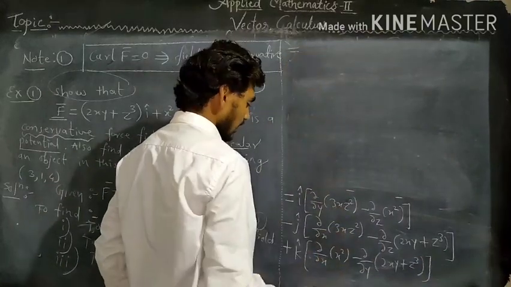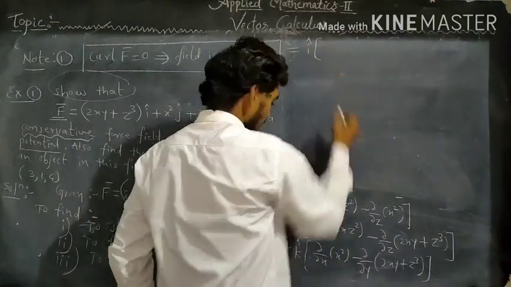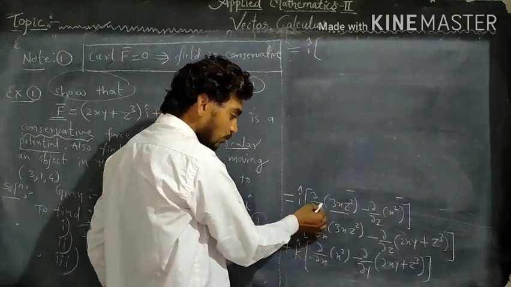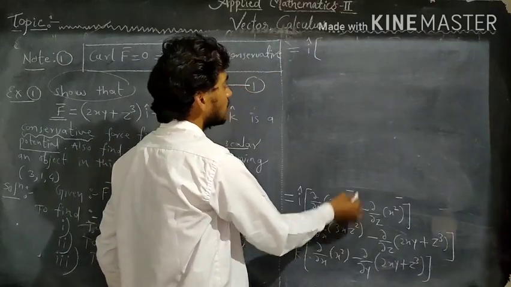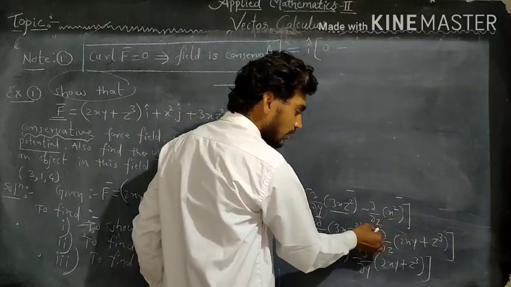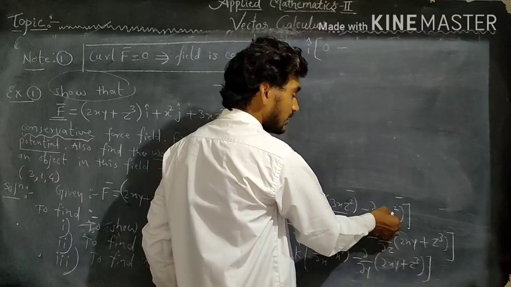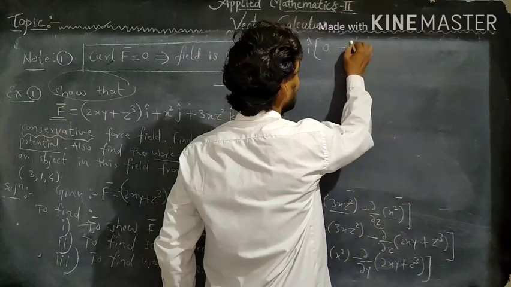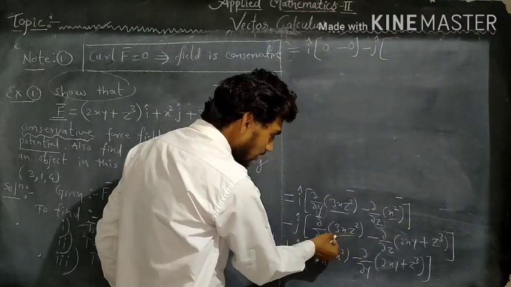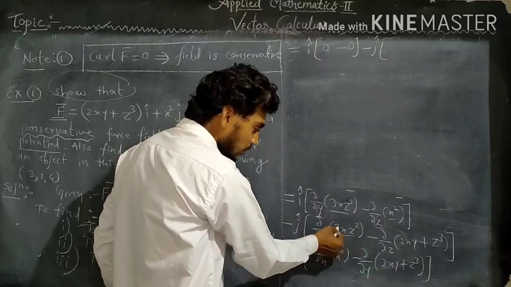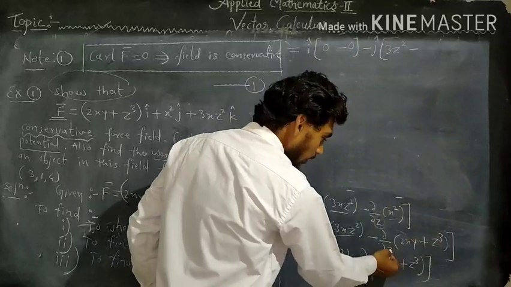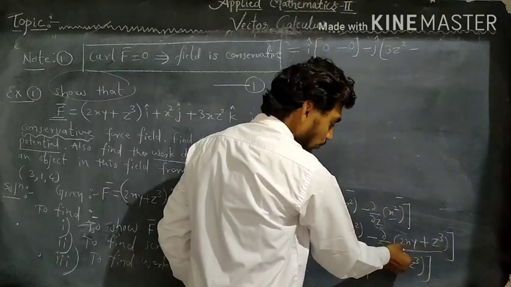After simplification, it is equal to i times the derivative of 3x z square with respect to y. We know that with respect to y, x and z are constant, so it is 0, minus the derivative of x square with respect to z. For variable z, x is again constant, so the derivative is again 0. Minus j times the derivative of 3x z square, where x is present, so the derivative is 3z square, minus now the derivative of these with respect to z.